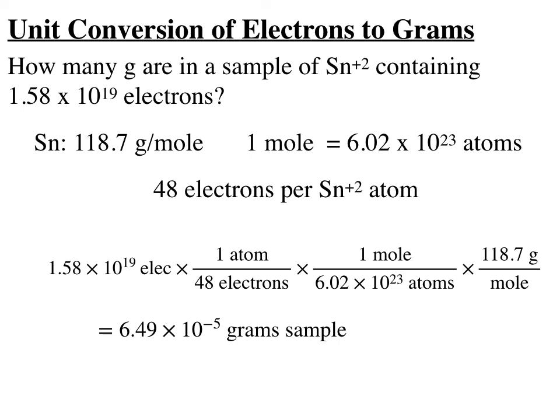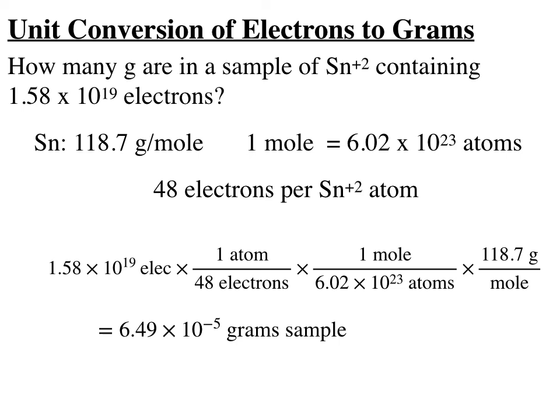The first conversion factor eliminates electrons and would change the answer into atoms. The middle conversion factor eliminates atoms and would change me into moles. The third conversion factor eliminates moles and gets my answer into grams, which is what I was asked to calculate. The only unit remaining is grams, so all conversion factors must be lined up correctly because the dimensions of the problem tell me they are. So therefore, the numbers are lined up correctly.